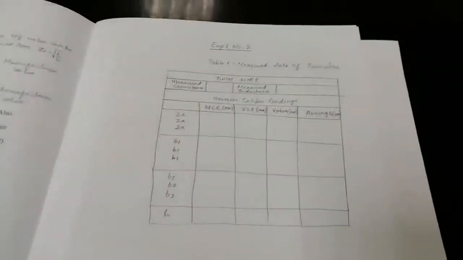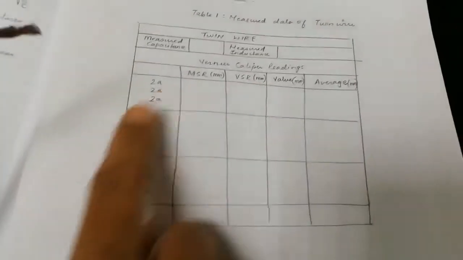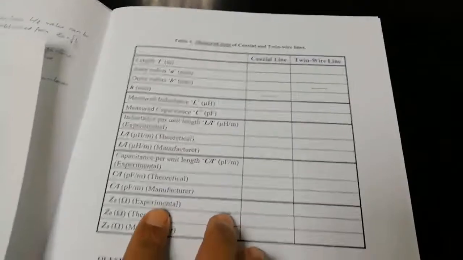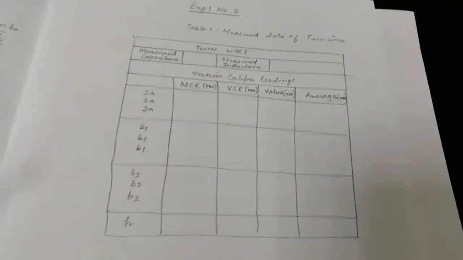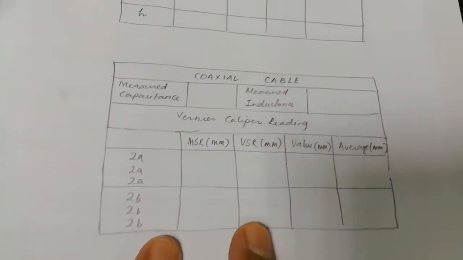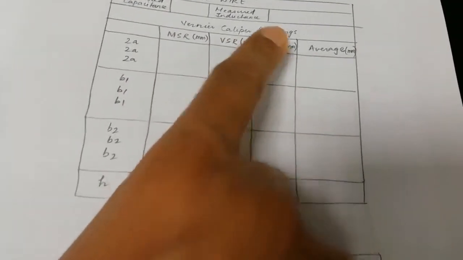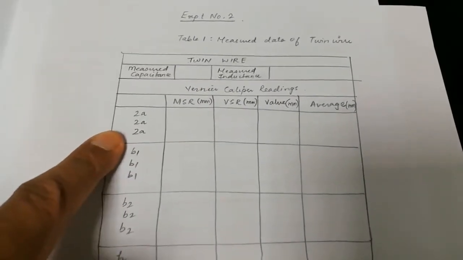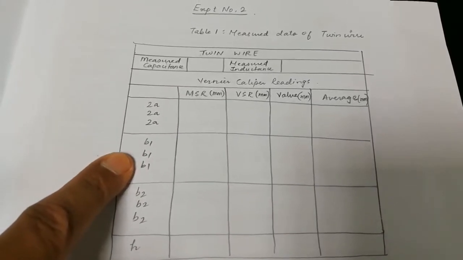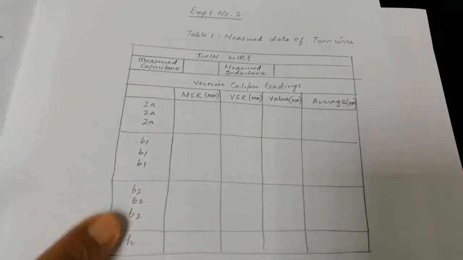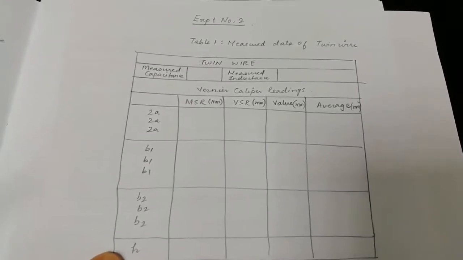How are we going to do this? If you see here, I have made this table. This table I prefer that we use, so this will be much easier for us. This is the table of the twin wire, and this is the table of the coaxial cable. In the twin wire, as you can see, this is the vernier caliper reading, where we are measuring 2A, because we will be measuring the diameter, then B1, then B2, and then we will calculate H.